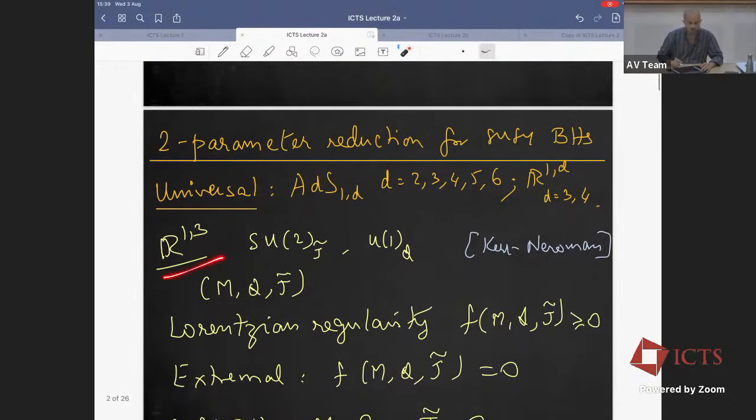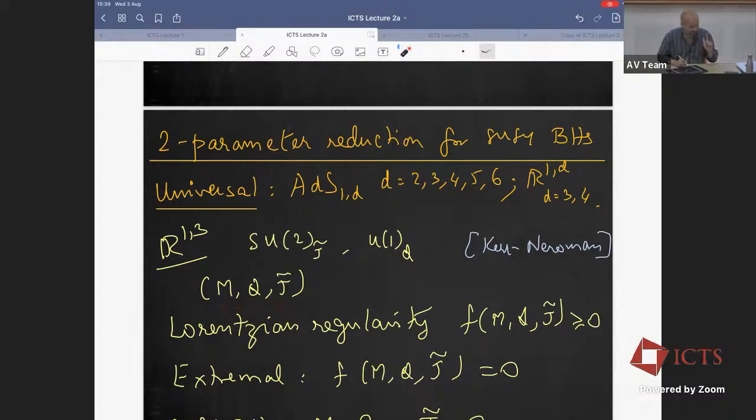So let's start with R4, which is, I think, most people already know. R4 means that you have an S2 transverse symmetry. So that's an SU2 symmetry. I'm going to call it J tilde for reasons you'll see soon. And there's one gauge field. So this is a Kerr-Newman solution with three charges. The generic black hole has three charges: mass, charge, and angular momentum.